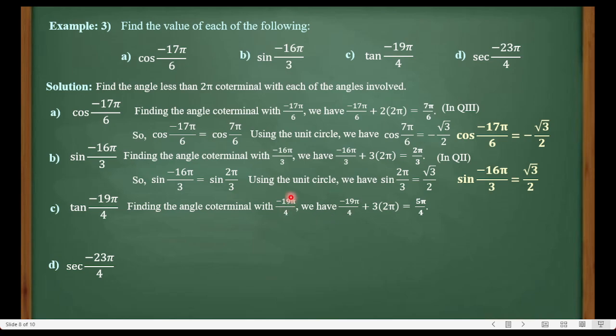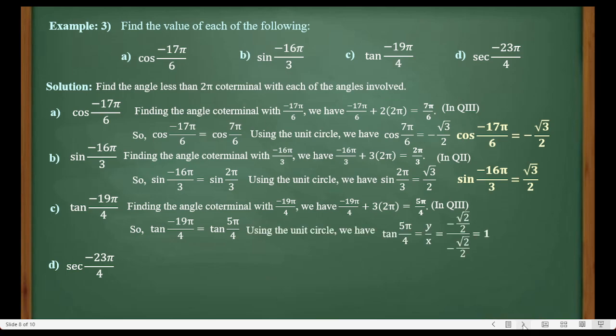So, you add this by 2 pi 3 times and you will get 5 pi over 4. Which quadrant is this? It is in quadrant 3. Therefore, your tangent of negative 19 pi over 4 is the same as tangent of 5 pi over 4. Using the unit circle, that is equal to 1. Therefore, tangent of negative 19 pi over 4 equals 1.